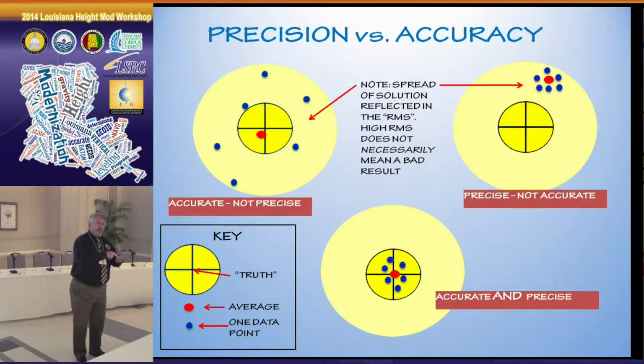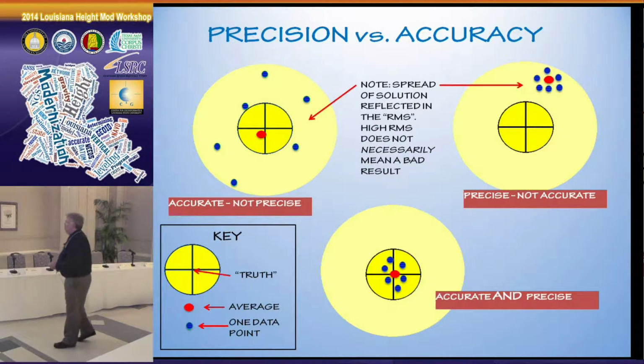Same thing with the real-time network. You're getting precisions of your point from the real-time network. That is your alignment to the network. How the network is aligned to the truth or the national datum, hopefully, is accuracy. So precision and accuracy.